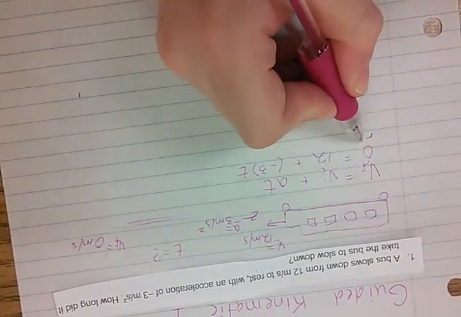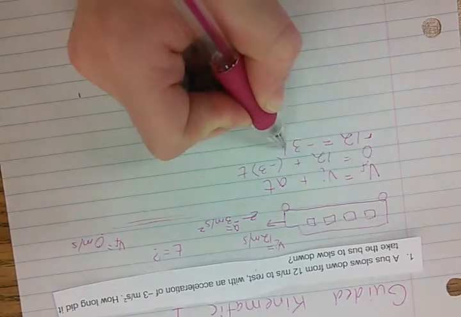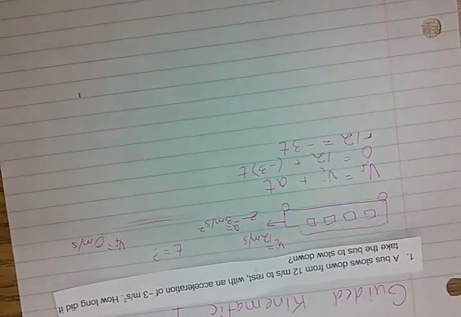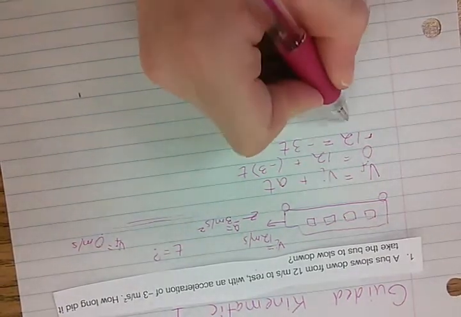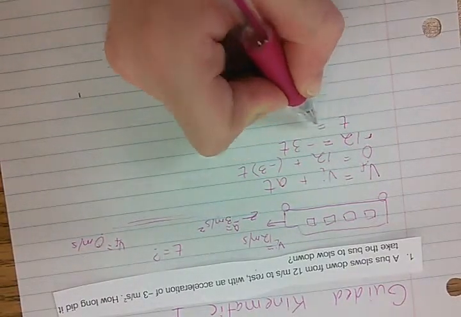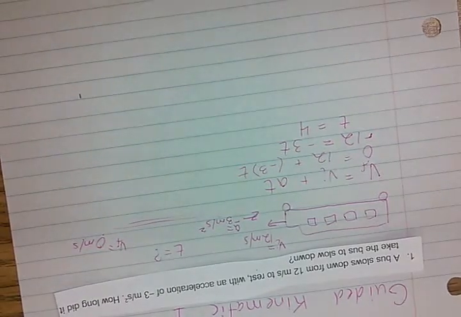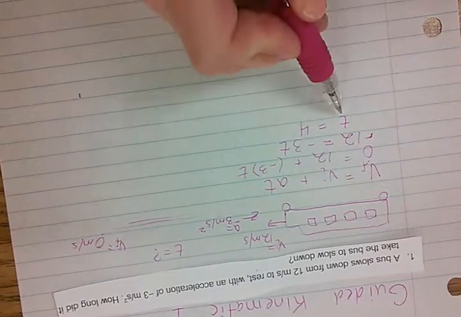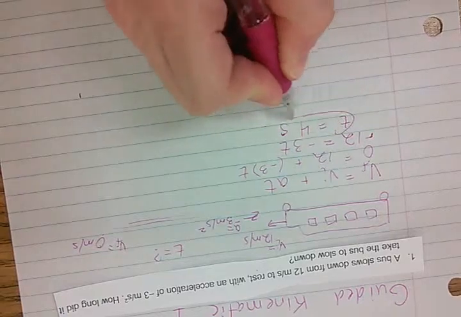I'm going to subtract 12 from both sides. And we end up with -12 equals -3t. If we divide both sides by -3, we get t equals 4. Now before we finish the problem, we need to put in our units. So what are the correct units for time? Seconds, and circle our final answer.